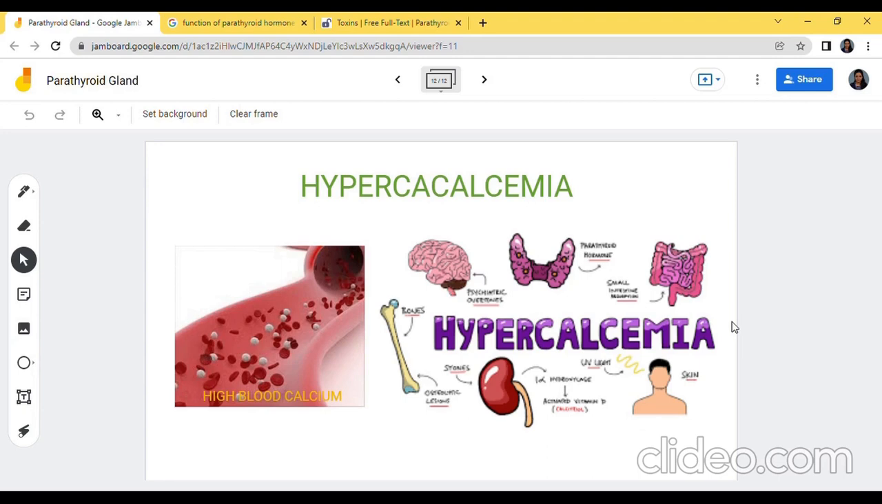In the hypercalcemia condition, the calcium will be deposited in the walls of arteries, and also in the alveoli of lungs and kidney tubules. So there will be a tendency for the formation of kidney stones of calcium phosphate and calcium oxalate.